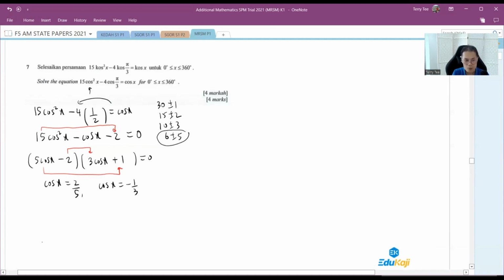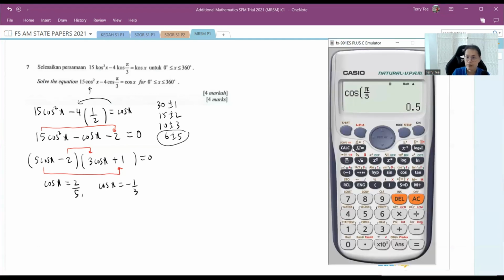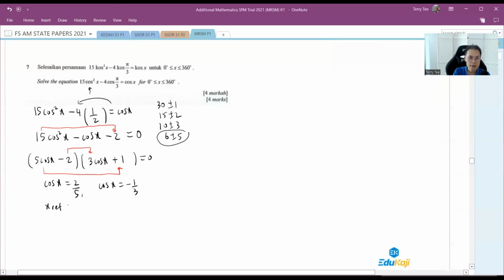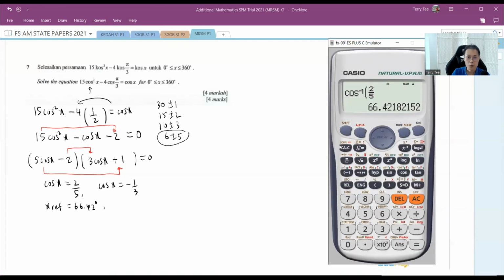Okay, now with that, we have to use your calculator to find the reference angle. Shift cos 2 over 5. Now remember, this answer is in degree, so be careful. You got to change your calculator back to degree mode, right? Otherwise, your answer will be in radian. So this is 66.42. Your reference angle is 66.42. Yeah, angle always give 2 decimal point. Answer correct to 2 decimal point.